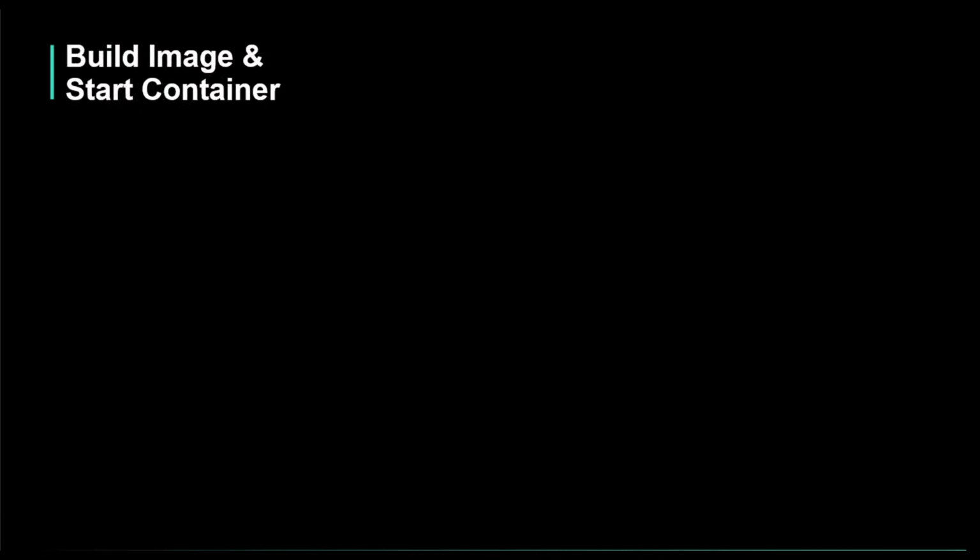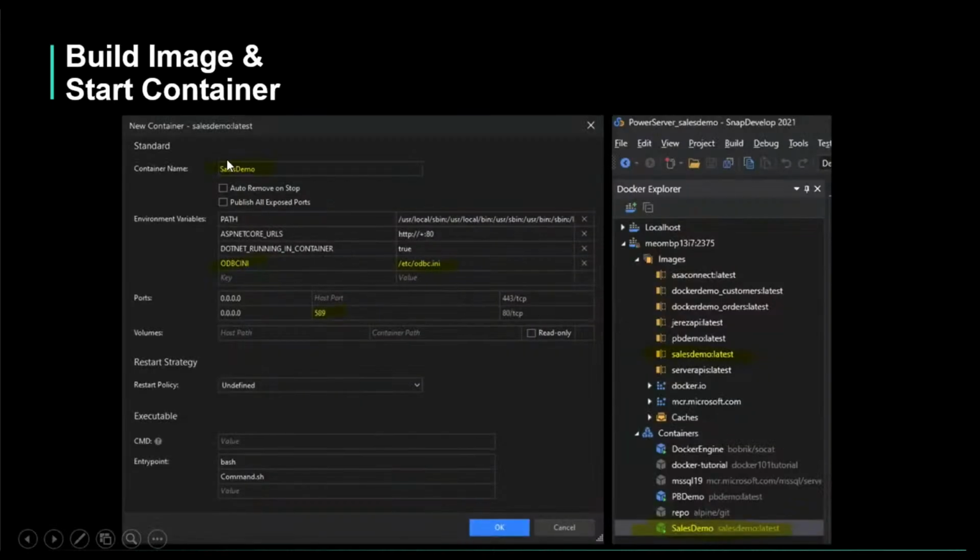It's time now to actually build the image and start the container. So we give a name that will appear in the Docker engine, SalesDemo. We set the environment variable ODBCINI as required by the SQL Anywhere 17 documentation to define the odbc.ini config file. We bind the HTTP port to a custom port, for example, 589, and that's it. The container is ready, as you can see at the bottom right here in the Docker Explorer from SnapDevelop. What I did was just right-click on the SalesDemo image, and later the icon below is green, telling you that the container is running.